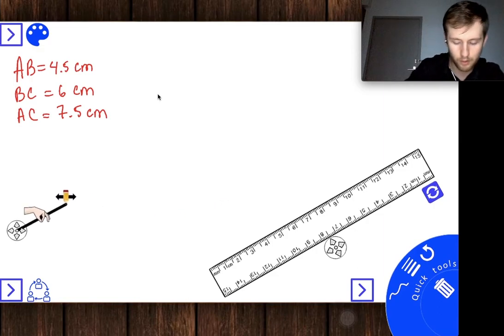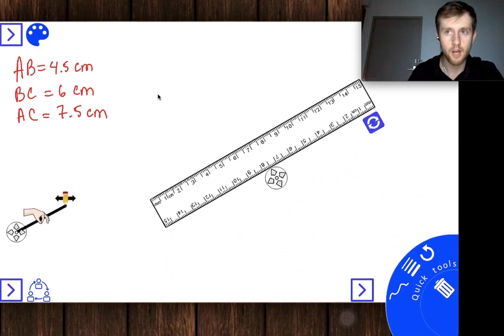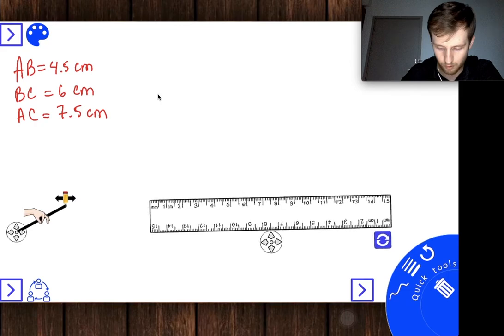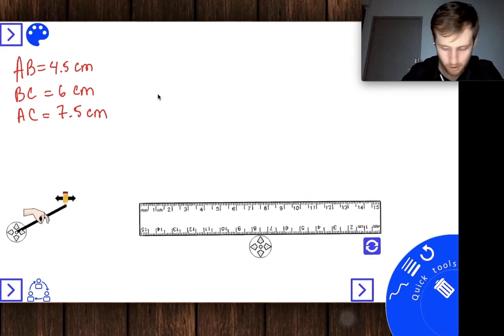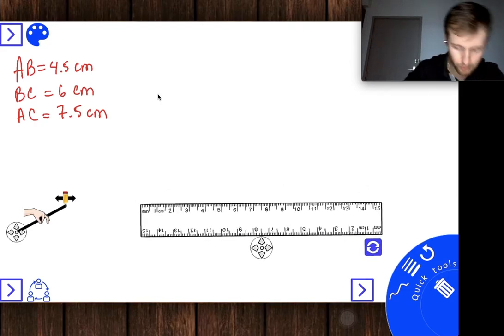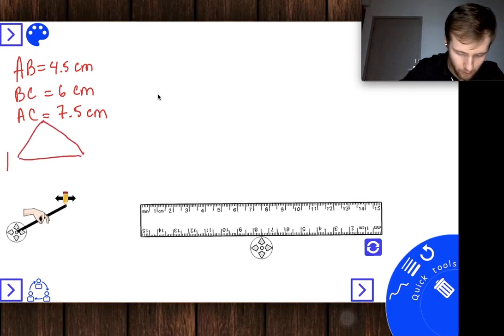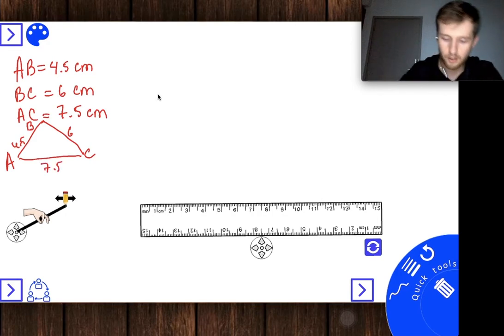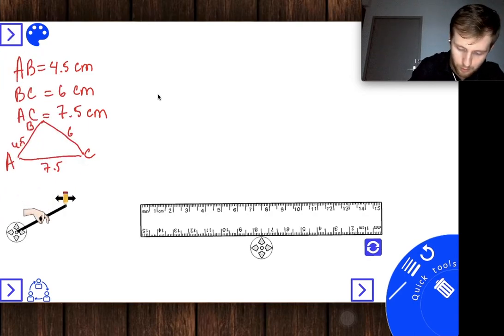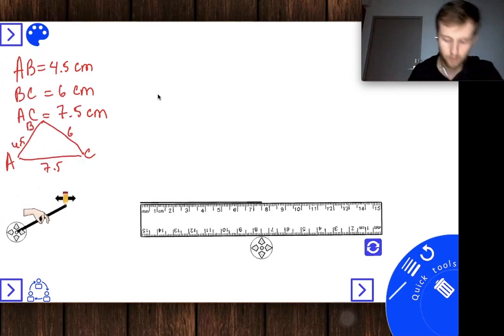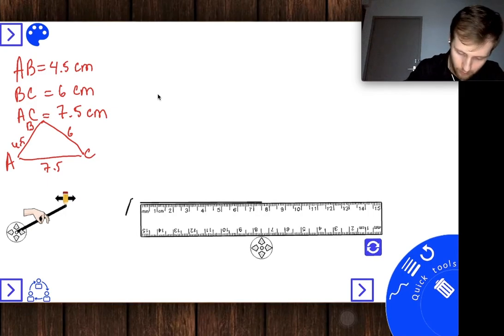Okay, let's do it. So again, normally if we have only sides, we start with the longest one. So we draw AC. Let's do a small sketch of this triangle also. Maybe it will help. So A, B, C, like this. AB is 4.5, BC is 6, AC is 7.5 centimeters. So 7.5 centimeters. This is AC.